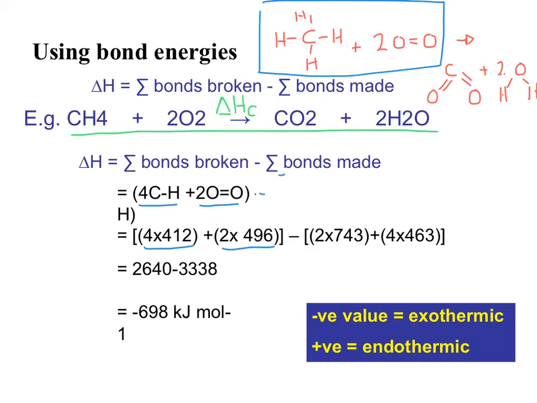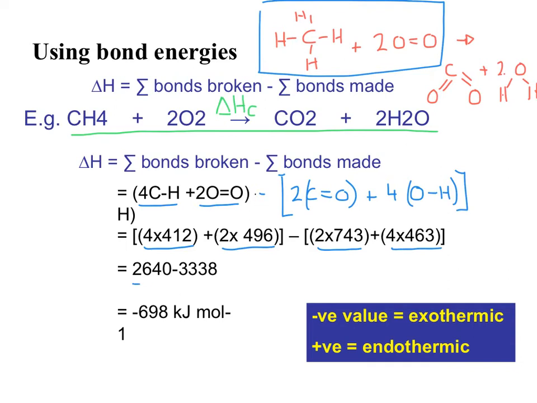Now the bonds that are being made then will be 2 carbon-oxygen double bonds plus a total of 4 oxygen-hydrogen bonds. And if we pop in the values, we'll go to our table and we'll find the carbon-oxygen double bond, and we'll find that that has a value of 743. And then if we find our oxygen-hydrogen bonds, and there are 4 of them, 4 times 463.